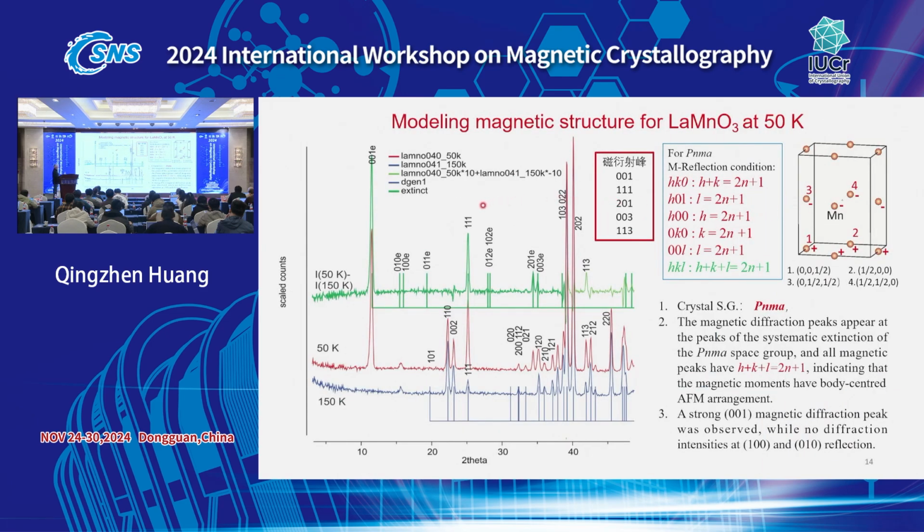Now we go back to lanthanum manganese O3 at 50 Kelvin, the antiferromagnetic. Also, we can index these peaks. Now we analyze these peaks, what kind of symmetry they tell us. For example, they tell us HK0, H plus K equals N. Some of the magnetic reflections are there. And also, you can find more magnetic information after you refine it.